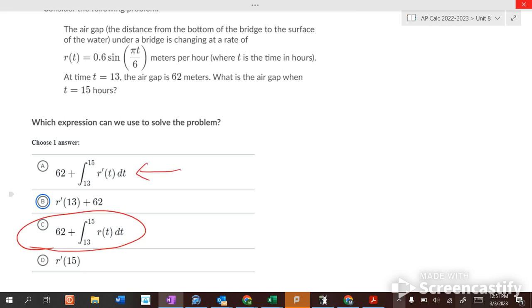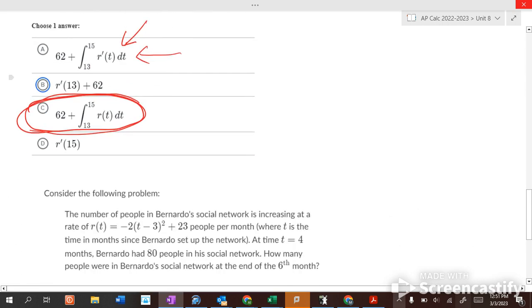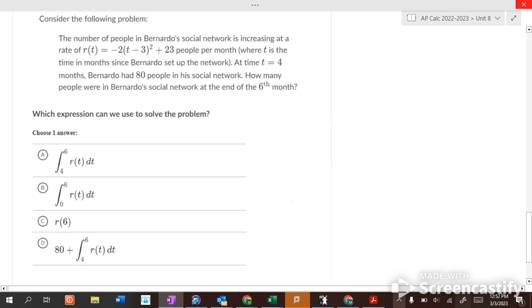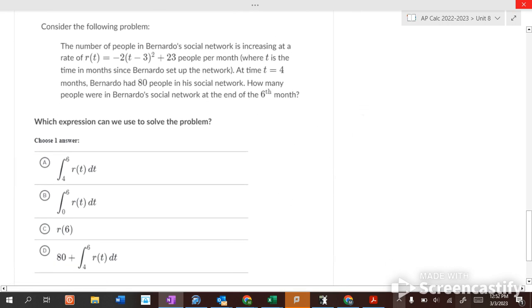The reason why it's not this one is this is the rate of change of the air gap between 13 and 15. This is the amount that has happened between 13 and 15. So that's where you have to be careful. We'll do one more and then I'll let you work through these. There's plenty to do today, so I want to give you time to work.